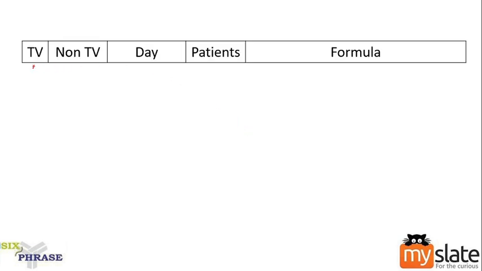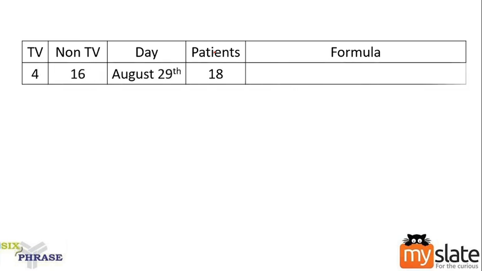So how many TV rooms, non-TV rooms, and which day are we considering? On that day, how many patients do we have? These are the data I'm going to analyze. We know that we have 4 TV rooms, which gives us 16 non-TV rooms. Since I need to consider different scenarios, I have taken the example of August 29th. On August 29th, if you apply the formula, we will be having 18 patients.